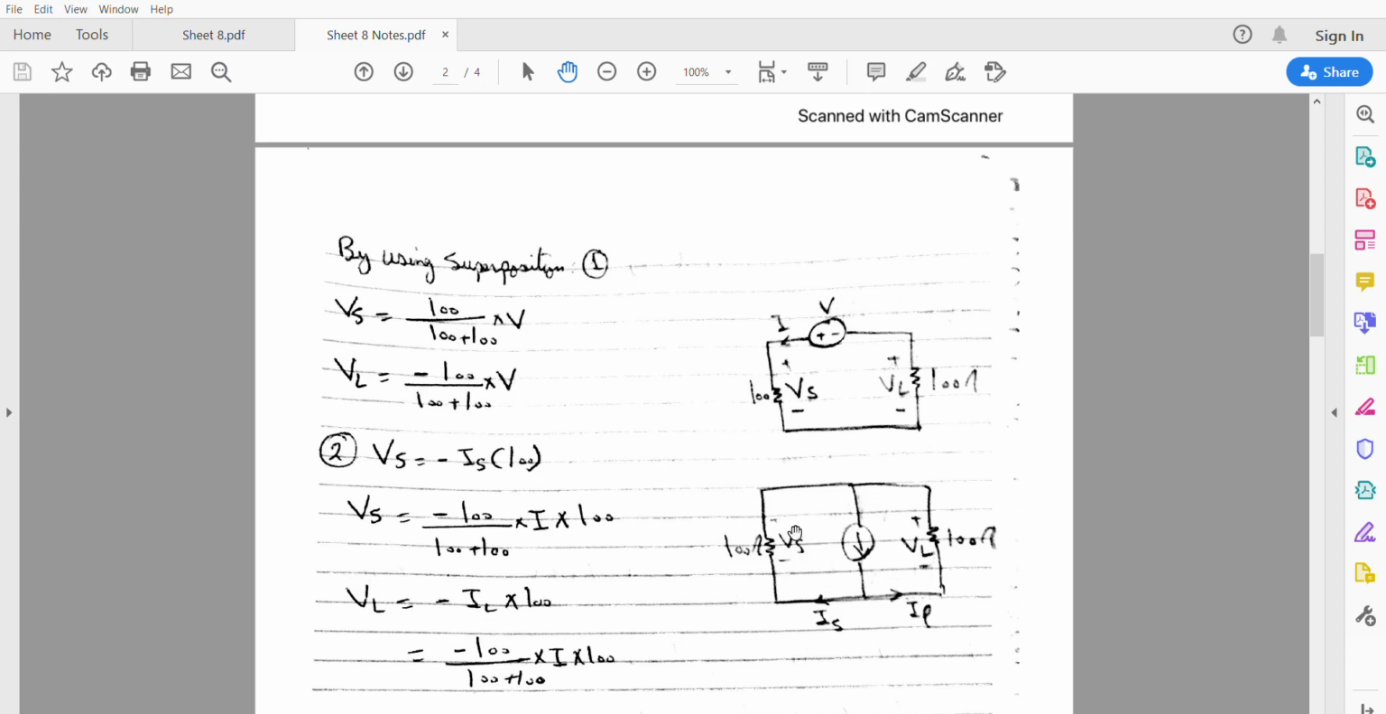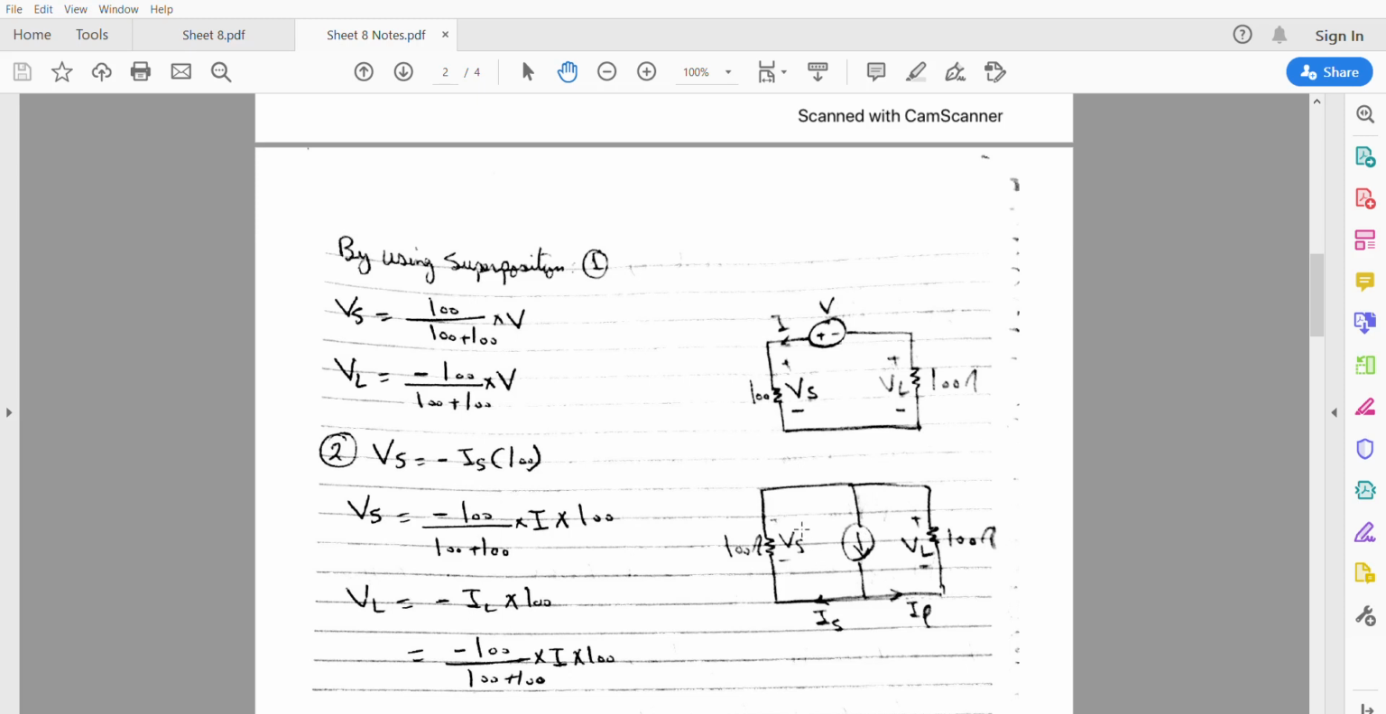So if I need to get the current here, if I need to get Vs, by current division it is equal to negative 100 over the total resistance, multiplying by the total current in this source.